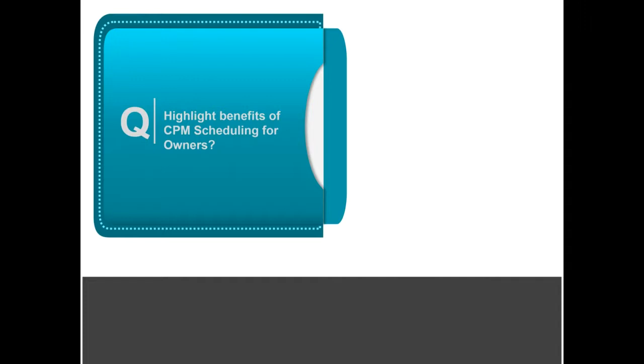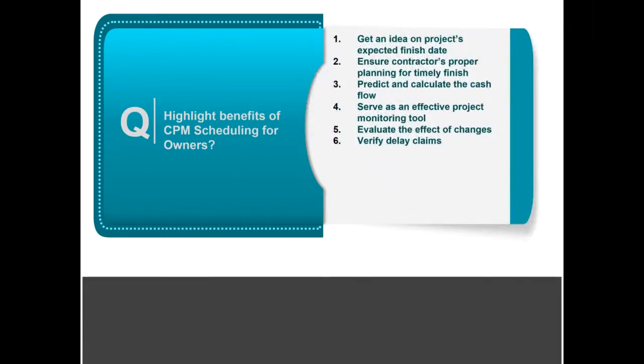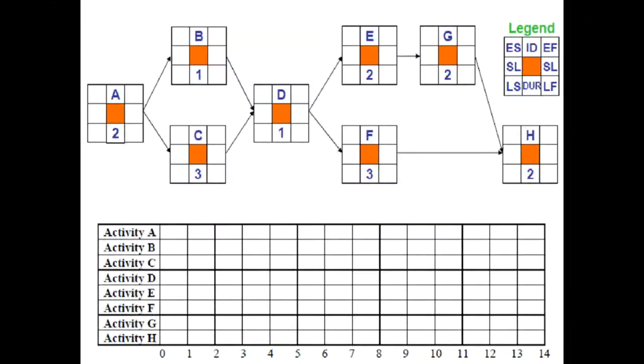From the owner's perspective, or the clients of the projects, they could use CPM scheduling to get an idea of the project's expected finish date. They could ensure the contractors are properly planning for the timely finish. It could help them predict and calculate the cash flow. It could serve as an effective project monitoring tool, evaluate the effects of changes, and from their perspective as well, they could verify the claim details.